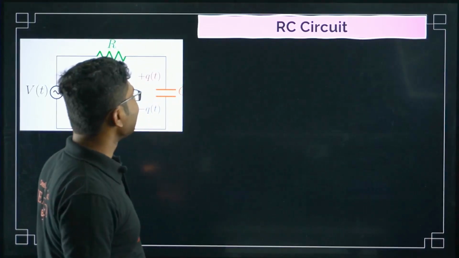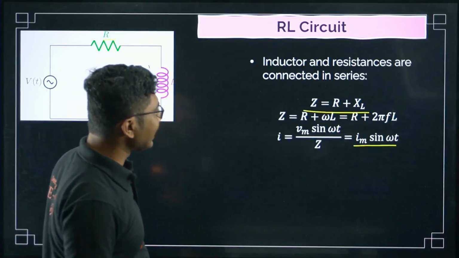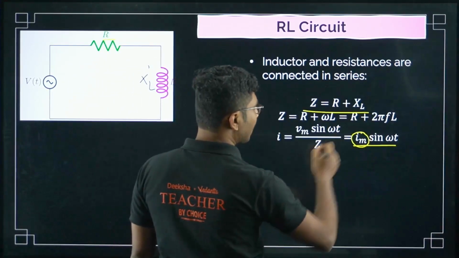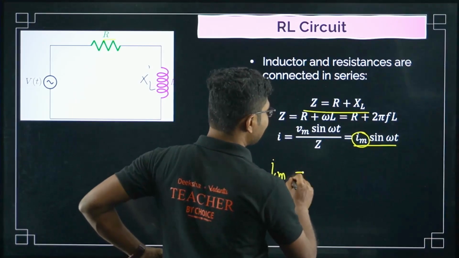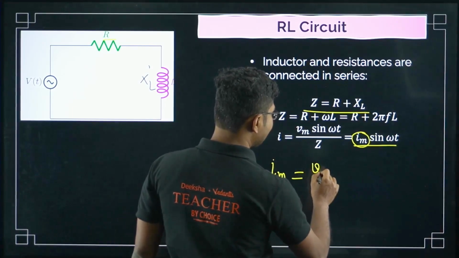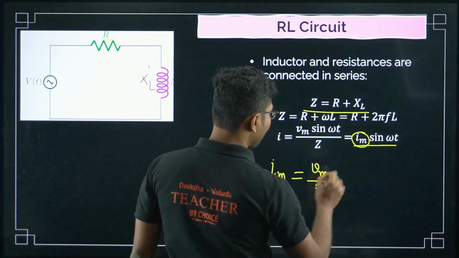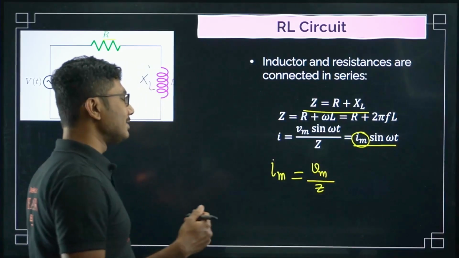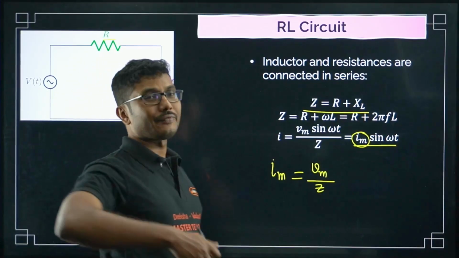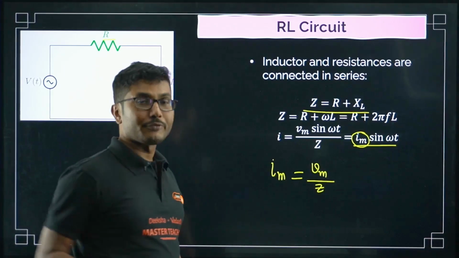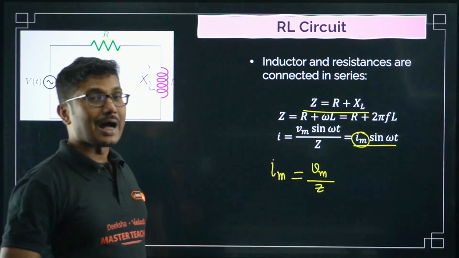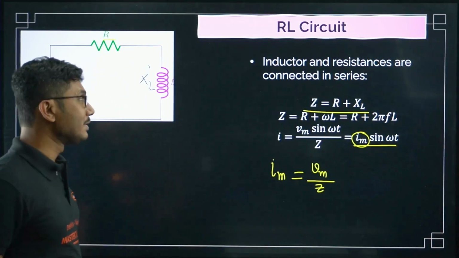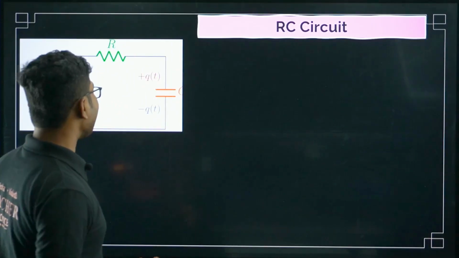The phase in this case is not super clear. Im is basically Vm by Z. You can calculate the phase; we will see a common formula to calculate phase, and based on that you can calculate the phase for RL or simple RC circuits as well. We will see that. Now the RC circuit, again the same thing.